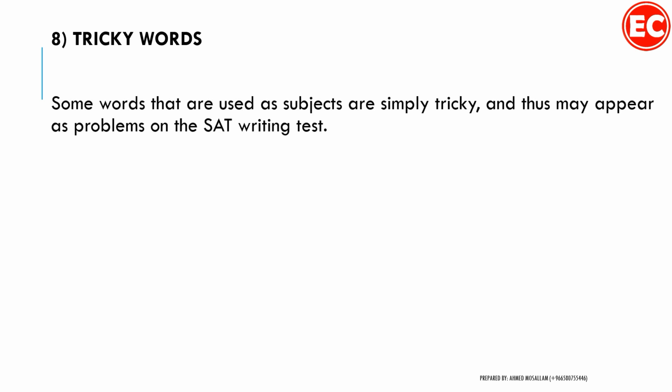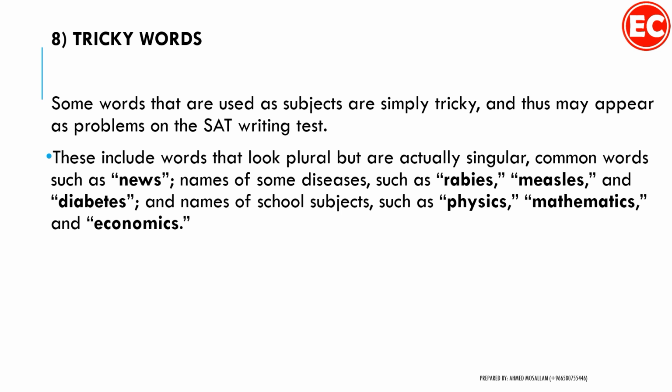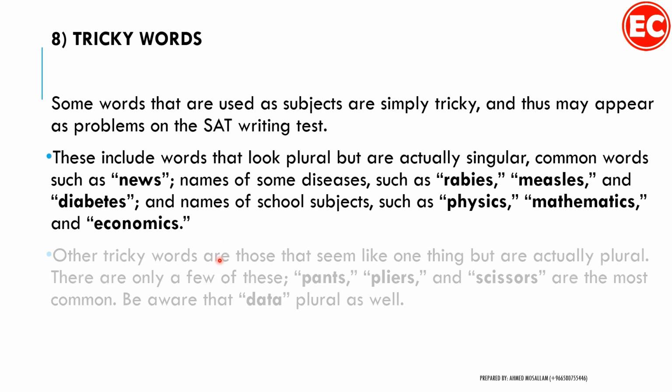Now the tricky words. This last one should be number 9. That's number 8 here. Some words are very tricky, so you have to take care of them. For example, some words look plural but they are singular, like the word news, rabies, all the diseases, measles, diabetes, and school subjects like physics, mathematics, and economics. They look plural, but actually they are singular.